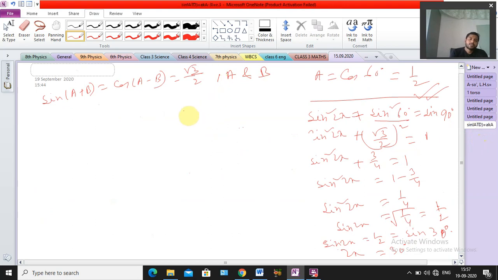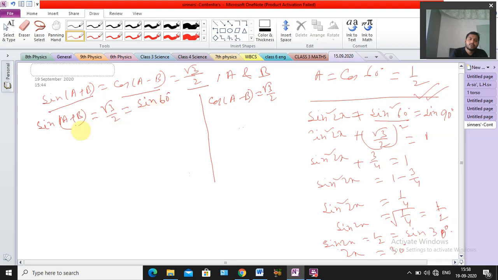At first see what the given data is. Given sin(a plus b) equal to cos(a minus b) equal to root 3 by 2. From here we can understand one important thing: sin(a plus b) equal to root 3 by 2. Similarly, cos(a minus b) equal to root 3 by 2, because two values are equal. Now this root 3 by 2, whose value of sine? That is sin 60 degree. Sin 60 degree equal to root 3 by 2.